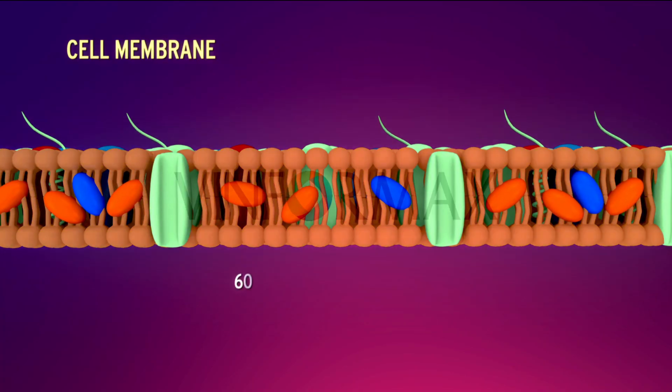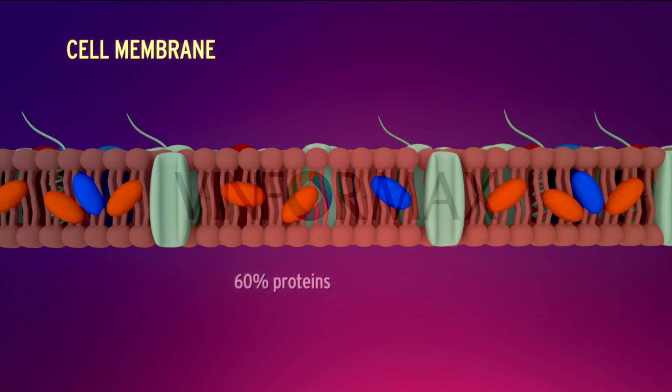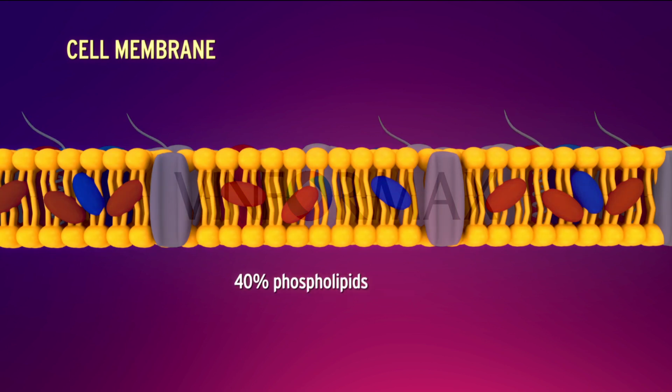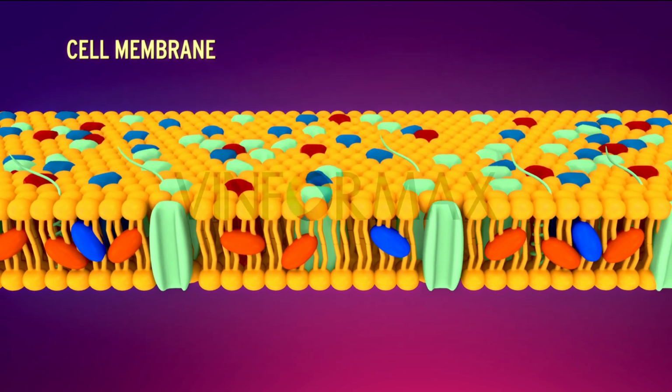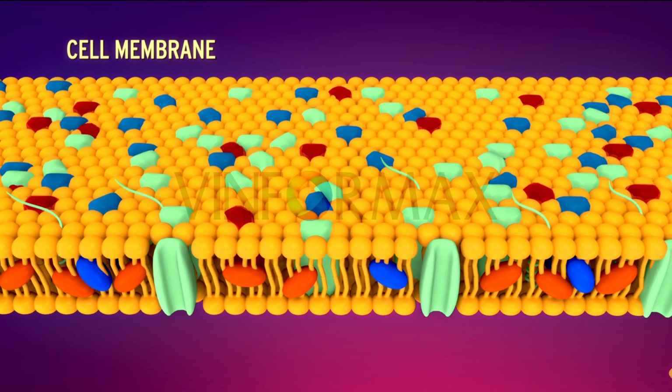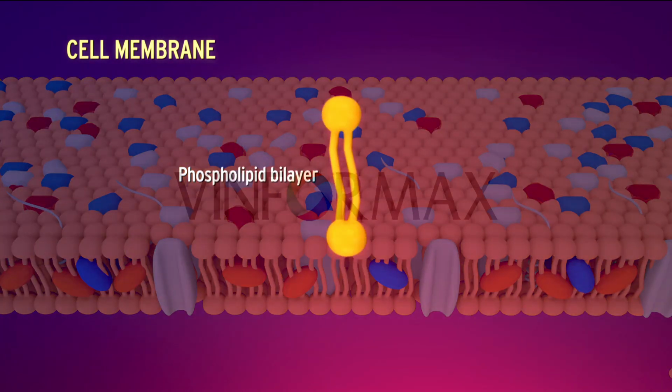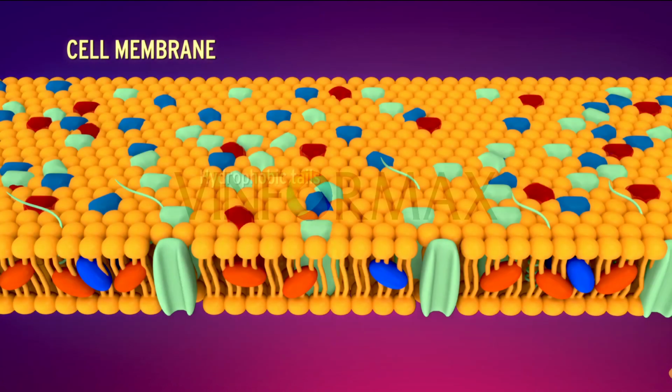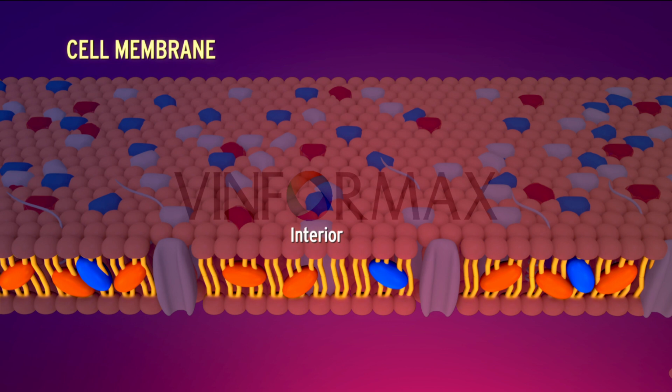It is composed of 60% proteins and 40% phospholipids. The arrangement of proteins and lipids to form a membrane is called the fluid mosaic model. The membranes of bacteria, except Mycoplasma, do not contain sterols. It is a phospholipid bilayer with polar heads on either side of the membrane. Hydrophobic tails are oriented to the interior of the membrane.